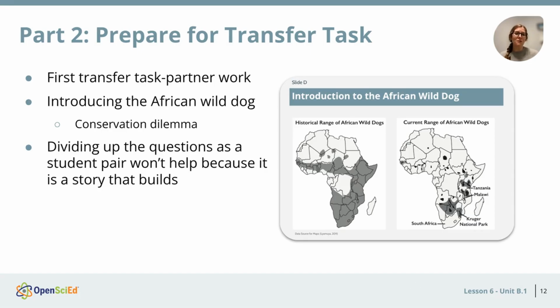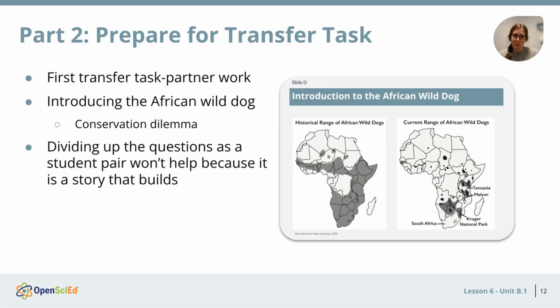Part 2, preparing for the transfer task. The first time I taught this lesson, I sort of breezed through this part because I wanted to get to the transfer task, but now I intentionally spend more time here, especially because this is the first transfer task that the students will be completing, and they will be working with a partner. We introduce the African wild dog and their conservation dilemma, and we see how the range of the African wild dog has changed over time.